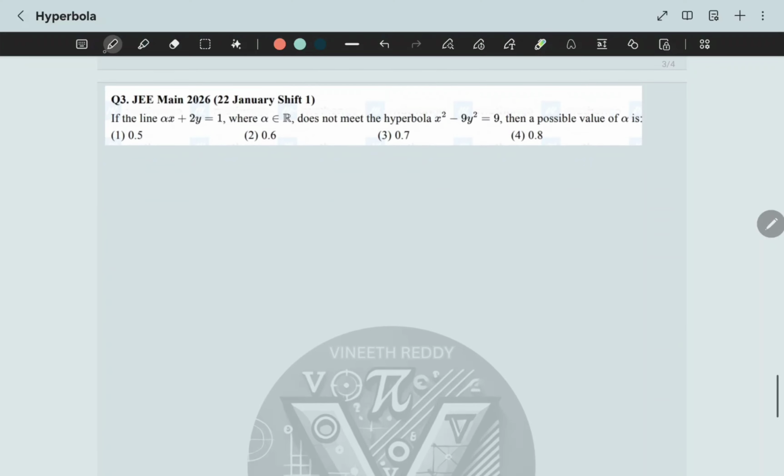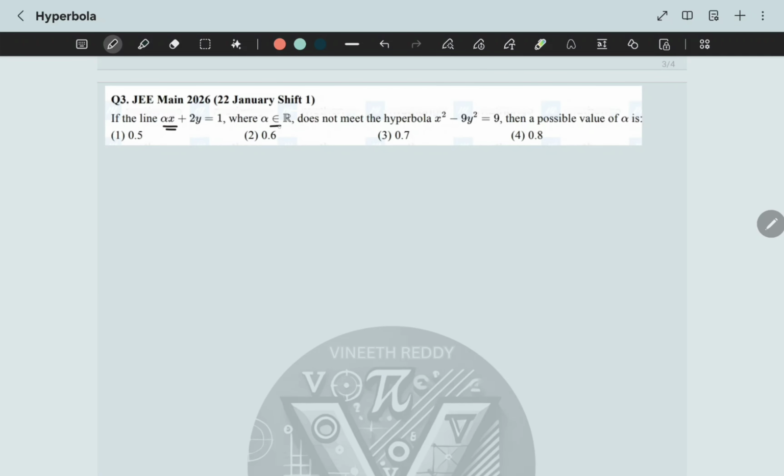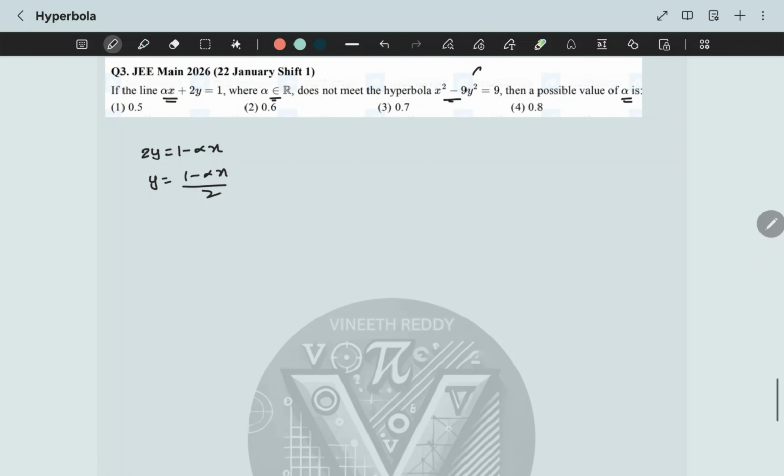Now let us go to the next question, dear students. Next question says, if the line alpha x plus 2y equals 1 does not meet the hyperbola. So we will do one thing. 2y is equal to 1 minus alpha x, dear students. Y will be 1 minus alpha x by 2. We need to find the possible value of alpha. For that, we will replace y in this equation.